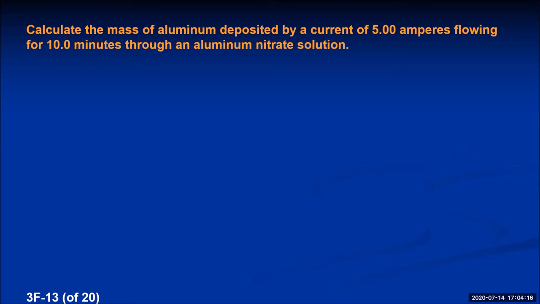To balance the charge, how many electrons do you have to put in that reaction? You've got to put 3. So the aluminum positive 3 ions are gaining 3 electrons to turn into an aluminum atom. Perfect. So let's start our chain for our Faraday law calculation. Start with the current that's being applied, which is 5.00 amps, and we want to multiply by the number of seconds that the current's been running for.